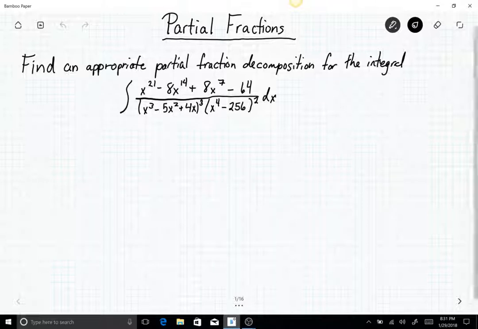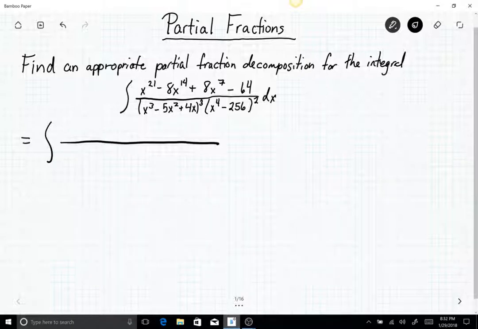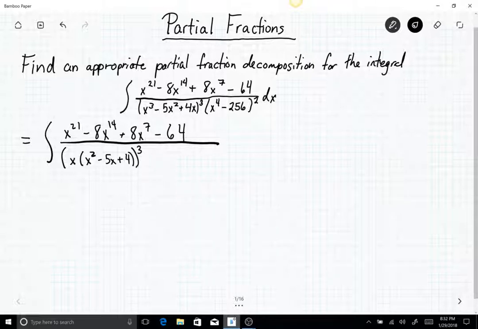An easier way to see that integral: the numerator x to the 21st stays up there, and that won't really play a role in our partial fraction decomposition. But I saw a lot of people were struggling with how this looked. Notice you have an x term in all of those, so we can factor out an x inside, and that leaves us with x squared minus 5x plus 4, and then we cube that quantity.